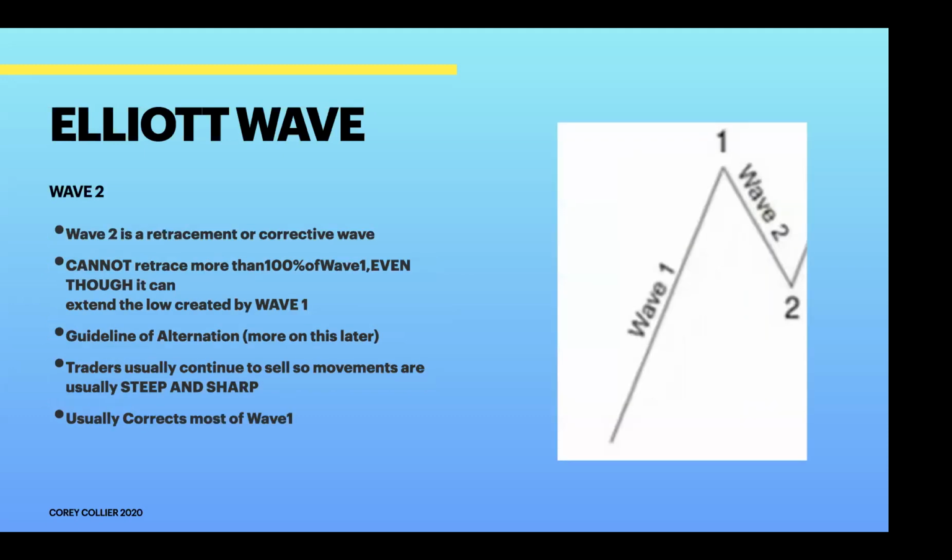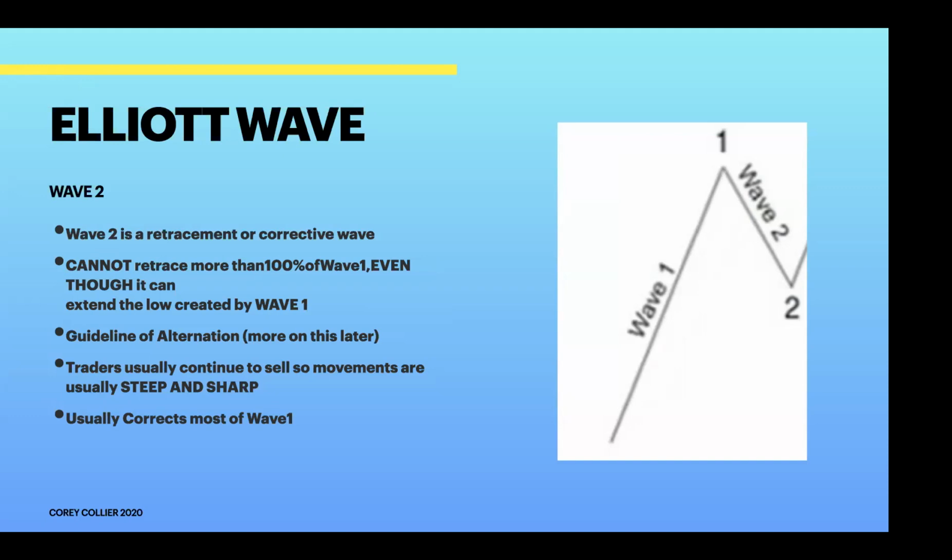Wave 2 is a retracement or a corrective wave. So understand that wave 2 cannot retrace more than 100% of wave 1, even though it can extend the low created by wave 1. I should say the low or the high. So in this image to the right, we've got wave 2 that creates a higher low than the low of the wave 1, right? The start of wave 1.